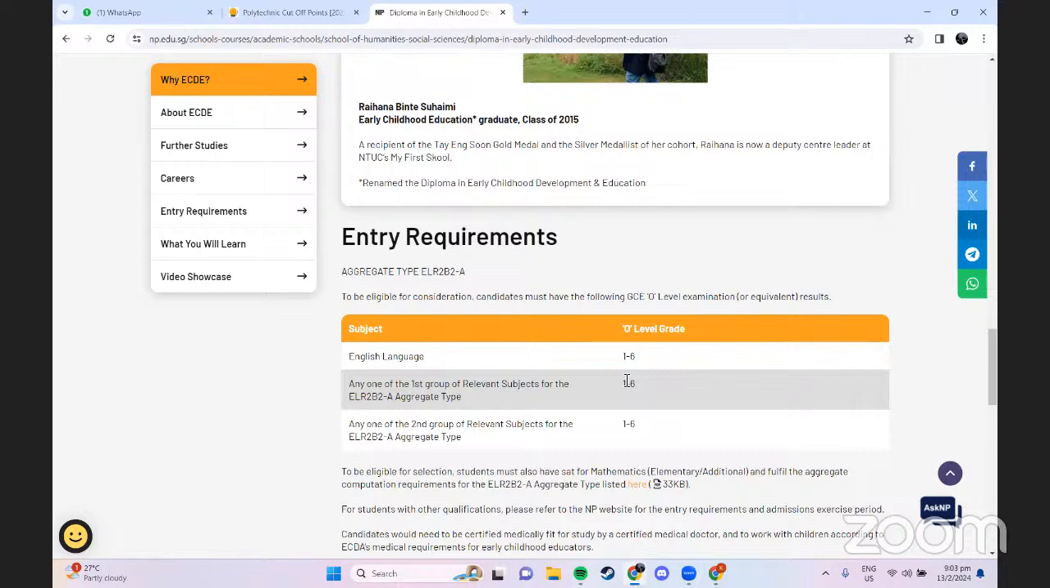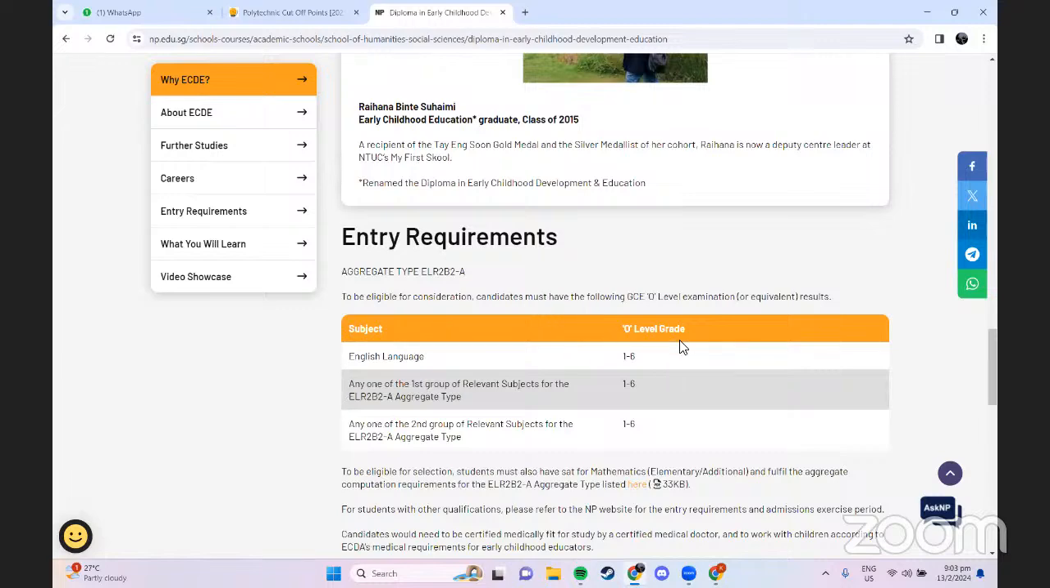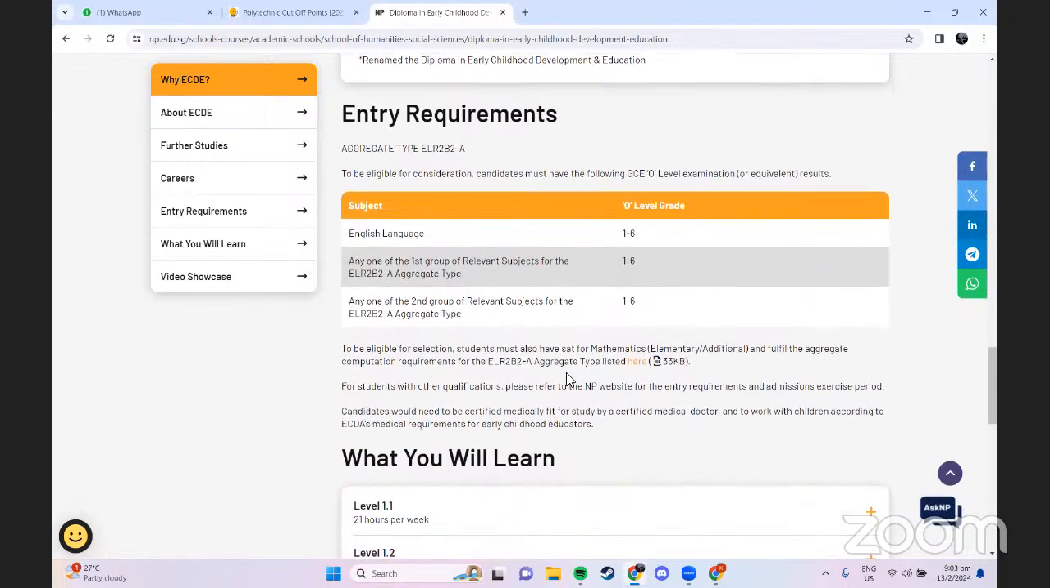The entry requirement is the least important thing. It doesn't tell you anything. How come it's so low? Because that's not the cutoff point. That's the entry requirement. It's not important at all.